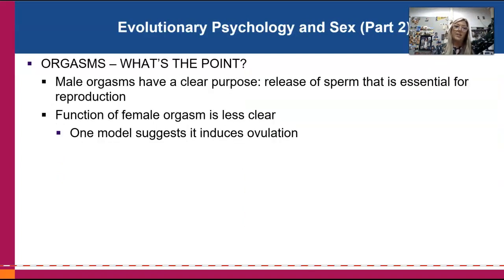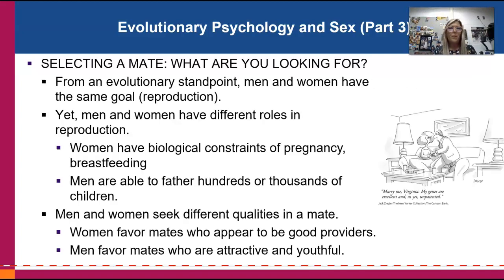All right, orgasms. What's the point other than it feels good? Male orgasms have a clear purpose: release of sperm that is essential for reproduction. The function of female orgasm is less clear. One model suggests it induces ovulation. They don't talk about anything about how it feels. Whatever. All right, so selecting a mate, what are you looking for?